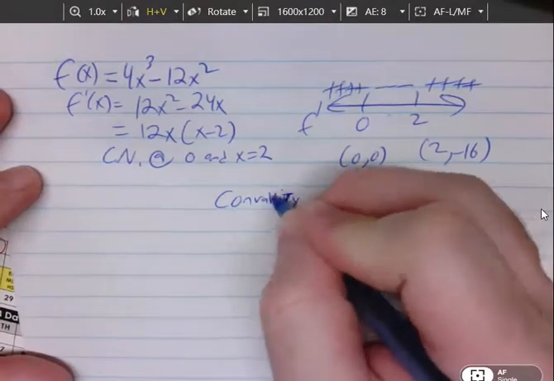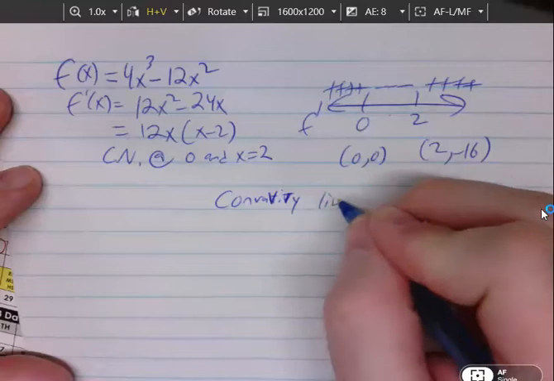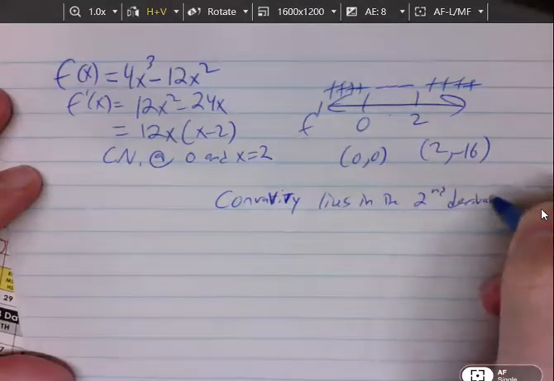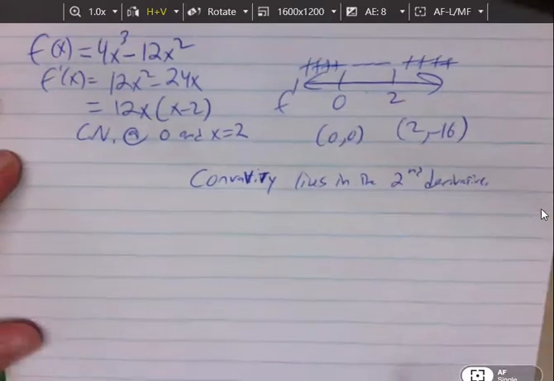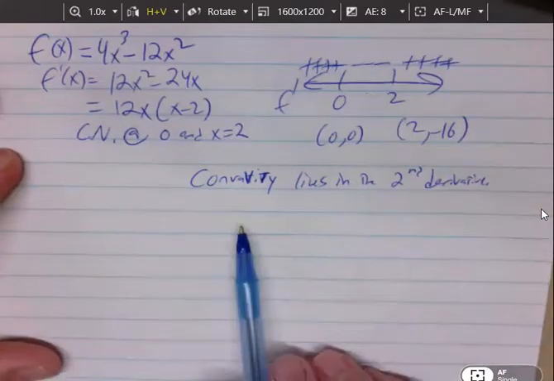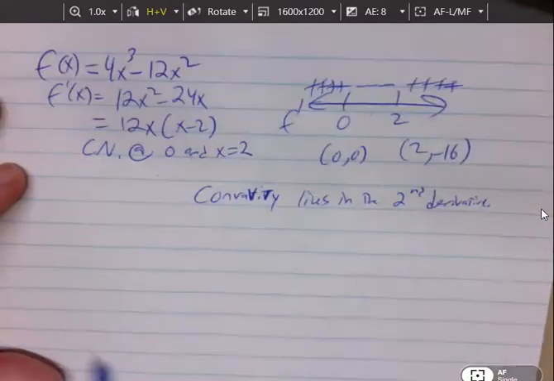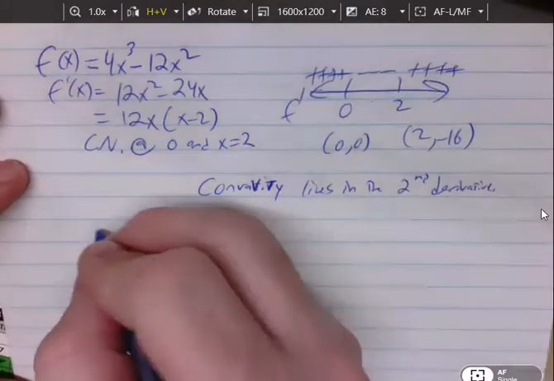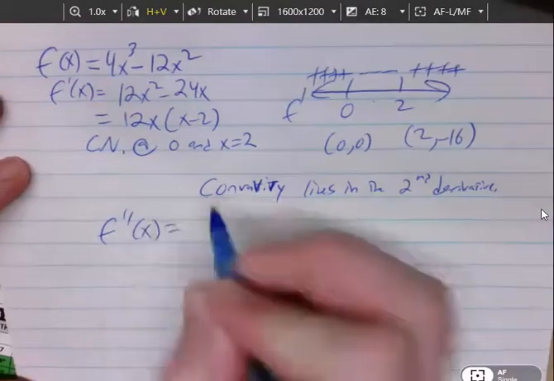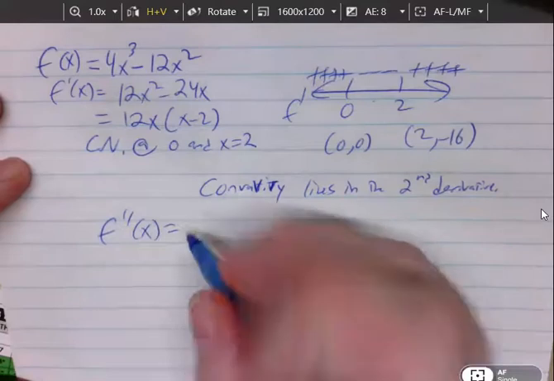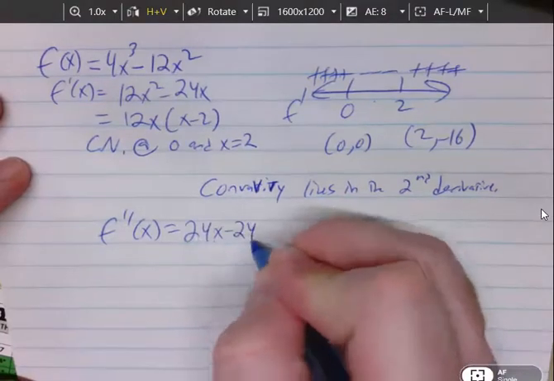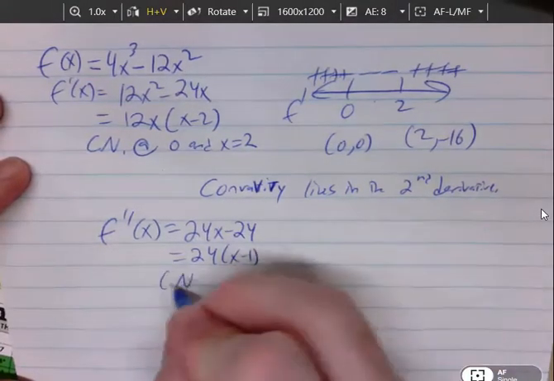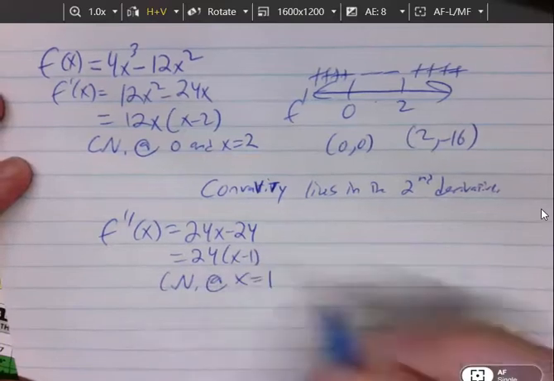And concavity lives in the second derivative. So we're going to basically do all the kinds of analysis that we did in the first one with our first layer, but we're going to do it again here, and that's going to tell us about concavity, plus some other things. So let's get our second derivative. That's going to be 24x minus 24. Let's get our critical numbers. In this case, there's only one, so I have a critical number at x equals 1.